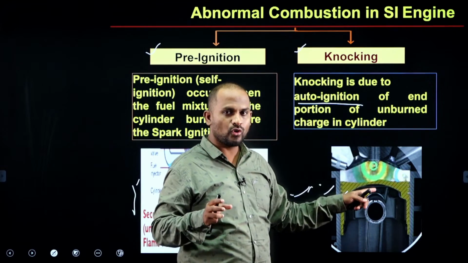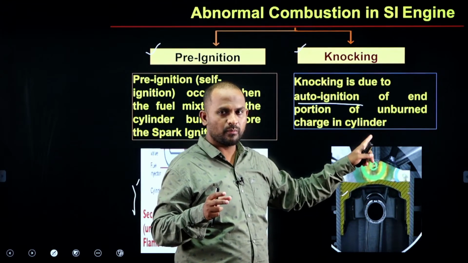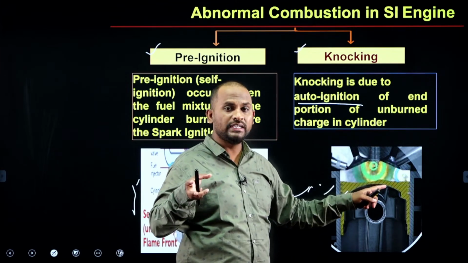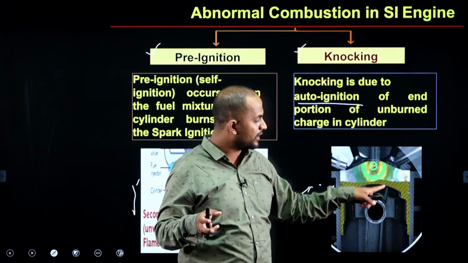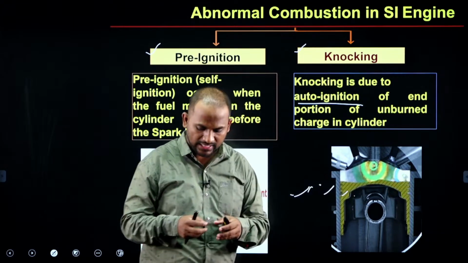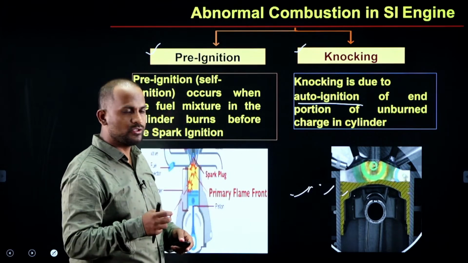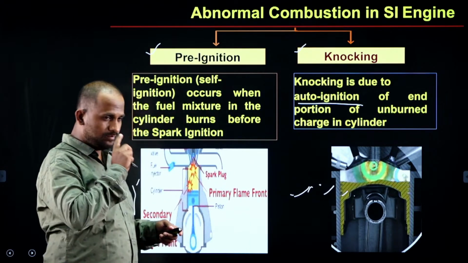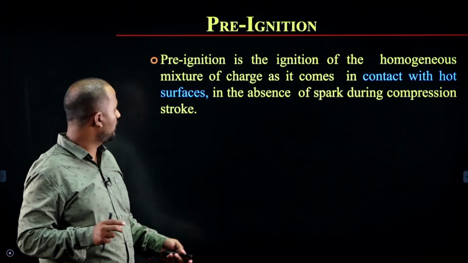So in the case of knocking in SI engines, firstly the primary flame is created with the help of the spark plug, and auto-ignition happens to some particles. Because of that, a secondary flame will be created. Now these two flames collide. Because of that, there will be a loss of performance and damage to the system. Now let us see the pre-ignition and the knocking in detail.